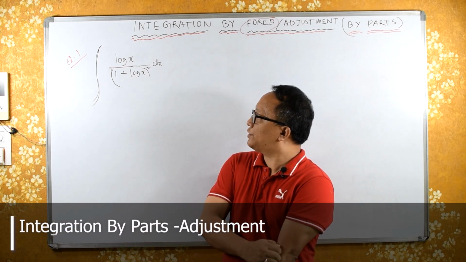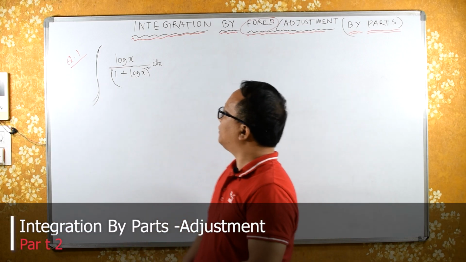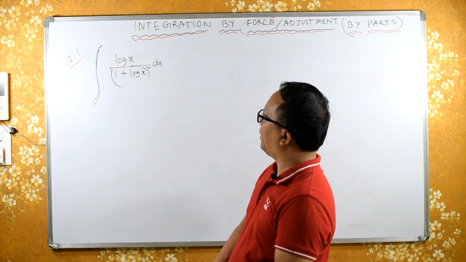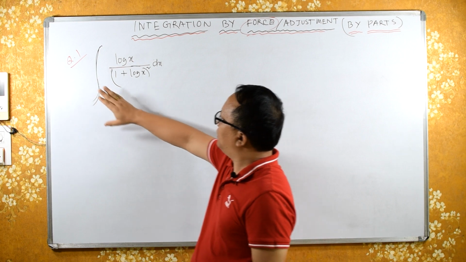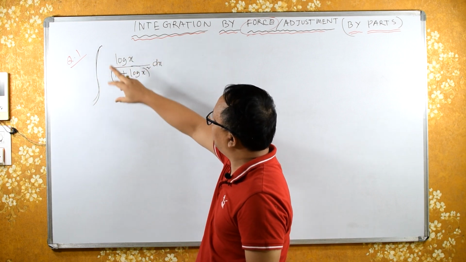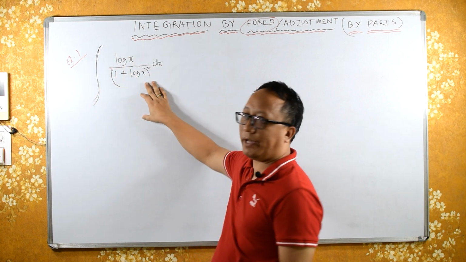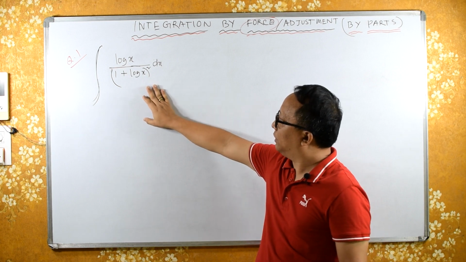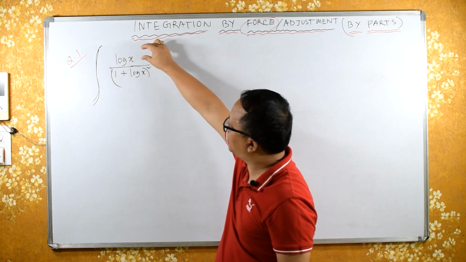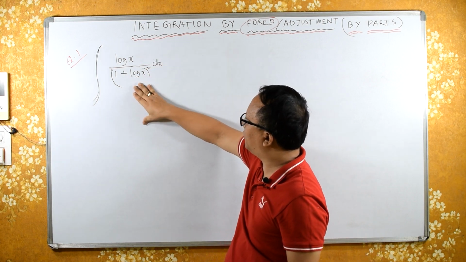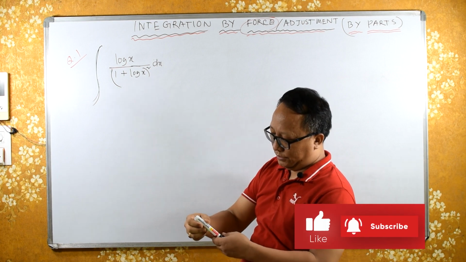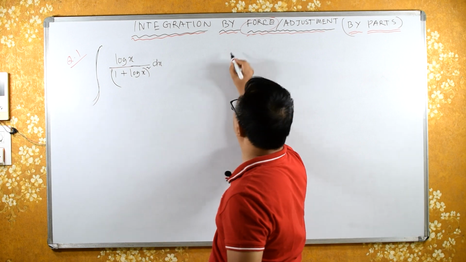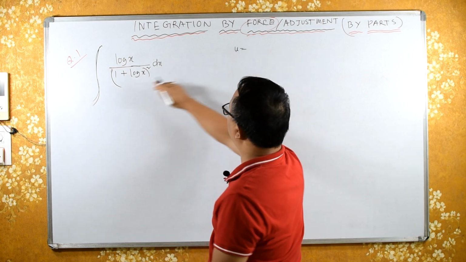Today we are going to solve integrations by parts, in which we have to adjust the terms. Okay. Now here the question is: question number 1 is the integral of log x upon (x plus log x) the whole square. Now which one to choose as the first function and which one as the second function is very difficult over here.